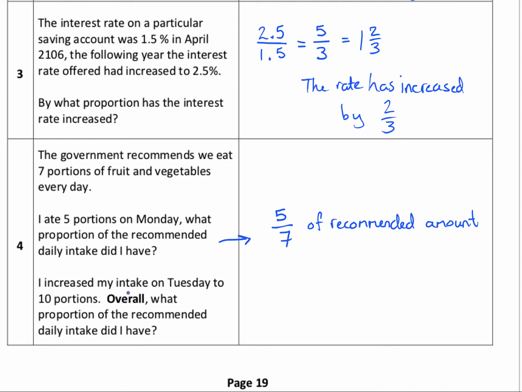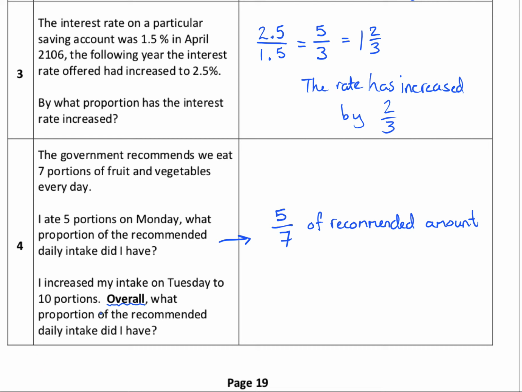Okay, I increased my intake on Tuesday to 10 portions. Overall, what proportion of the recommended daily intake did I have? Now the key word here is overall. This is quite a trickier question than the ones before it. Now if we were just talking about Tuesday, then the proportion I've eaten is 10 out of the 7 that were recommended, or 1 3/7. So I've eaten 3/7 more than I needed to. But we're not just talking about Tuesday, we're talking about overall Monday and Tuesday. Okay, that's how I interpret this question.